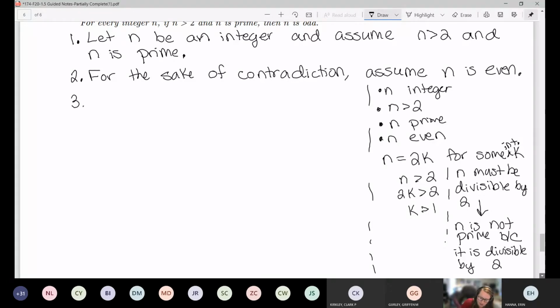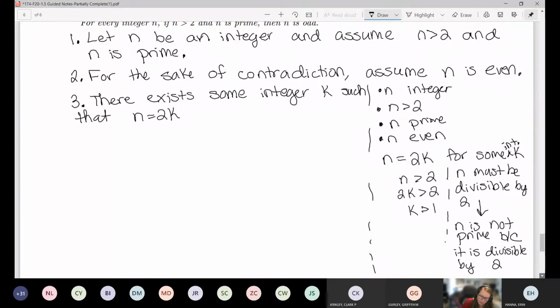So we're ready to essentially set up the bulk of our proof. And I need to explain this in a formal way, if you will. The first thing I did was write out n equals 2k, so I need to set that up first. I need to say that there exists some integer k such that n equals 2k.